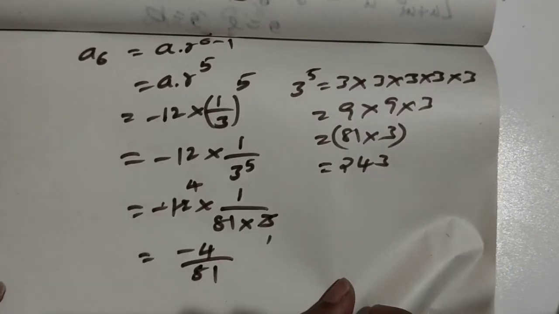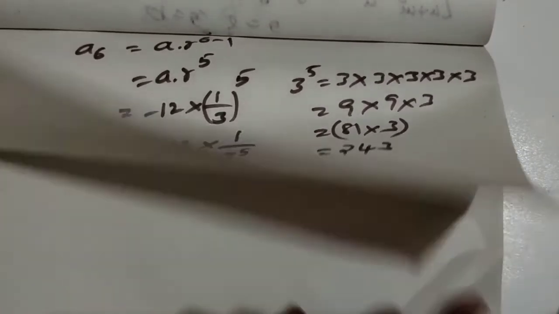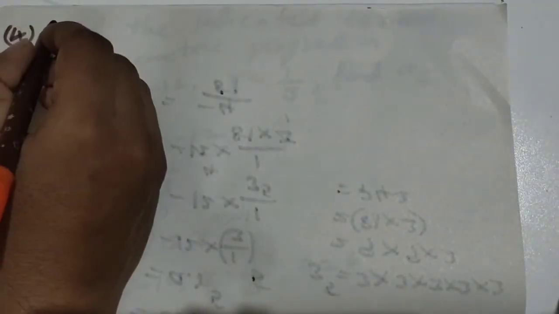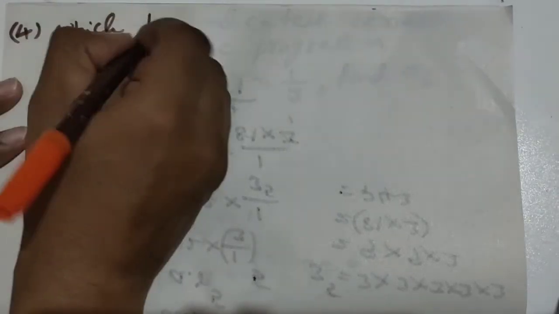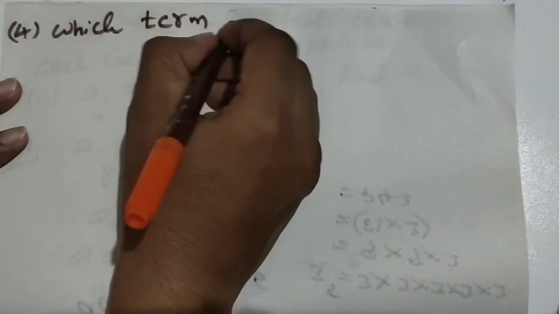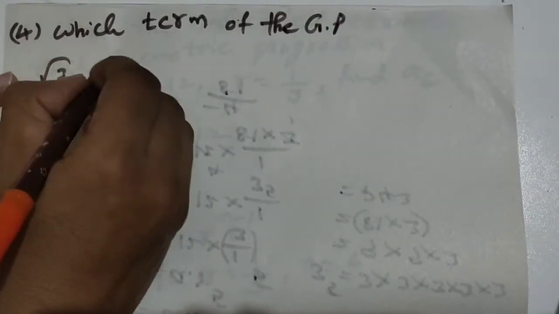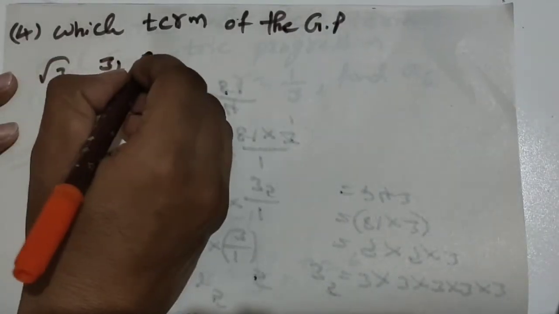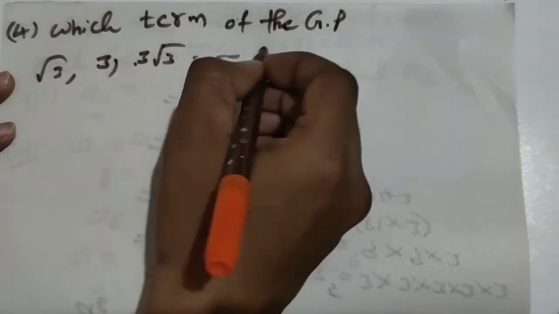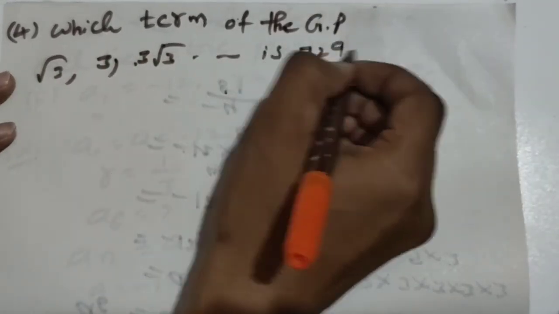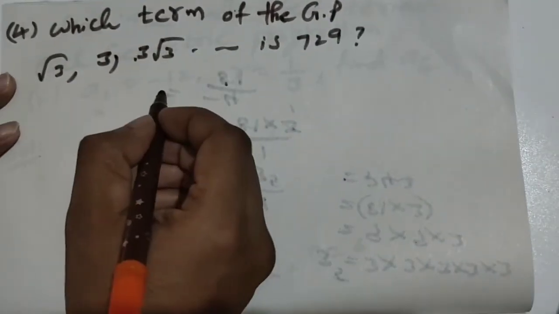So this is the third bit sums. Now let us see the most important fourth bit. They are asking for 4 marks from this bit. Which term of the GP root 3, 3 root 3, and so on is 729? Very important for 4 marks here.